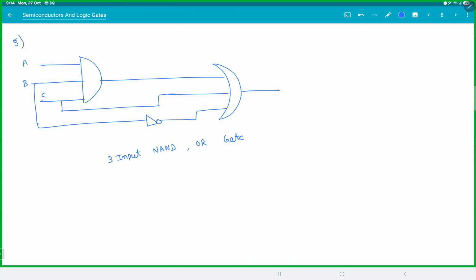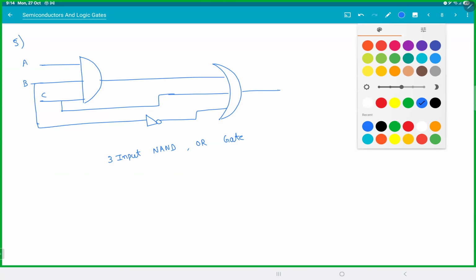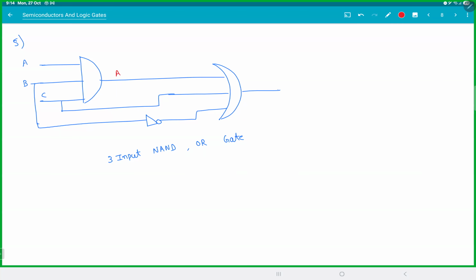NAND gate, no, and the gate of B, no. Let's see. So this guy is an AND gate. So A dot B dot C. The moment you put a dot, it is an AND gate. So you're giving this, and this is C, and this is B bar. So you're giving A dot B dot C plus C plus B bar, OR gate, no?